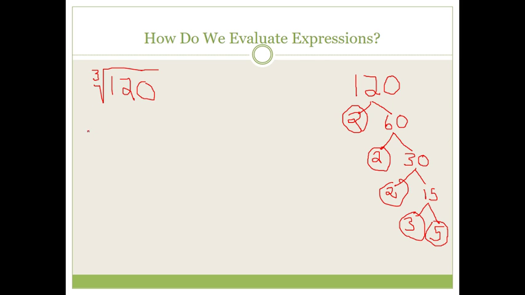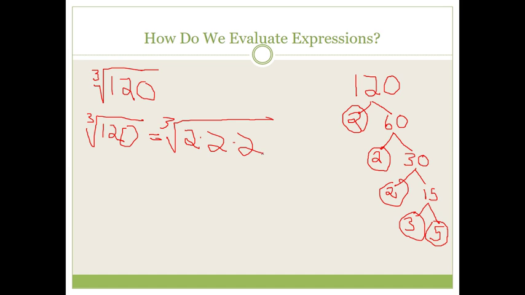All right, so the cube root of 120 is equal to the cube root of 2 times 2 times 2 times 3 times 5. I'm going to write that underneath here. 2 times 2 times 2 times 3 times 5.